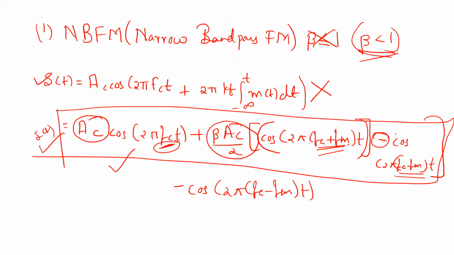Great. Okay, so what is narrowband FM? Beta is smaller than 1, right? Now tell me the mathematical expression for it. It's basically Ac cosine 2 pi fc t plus beta Ac divided by 2 times cosine of 2 pi (fc plus fm) t, minus cosine of 2 pi (fc minus fm) t. So it's basically something like that.